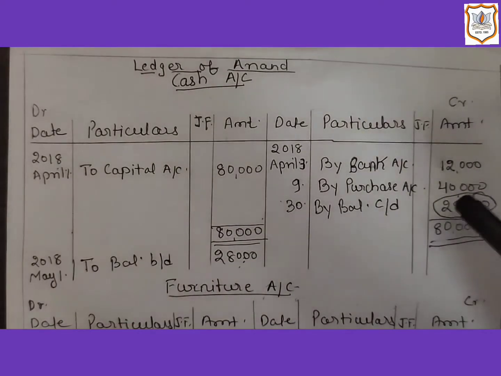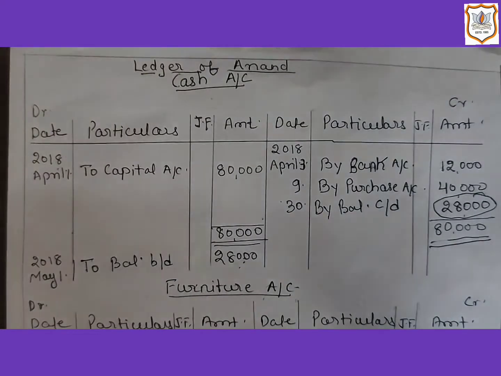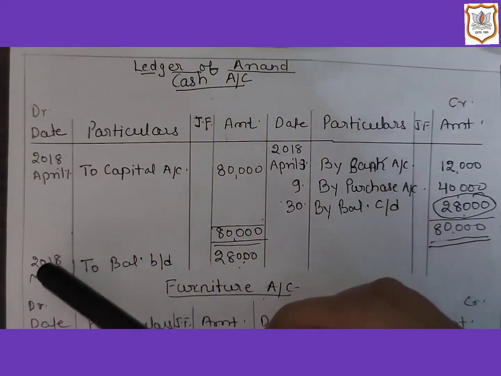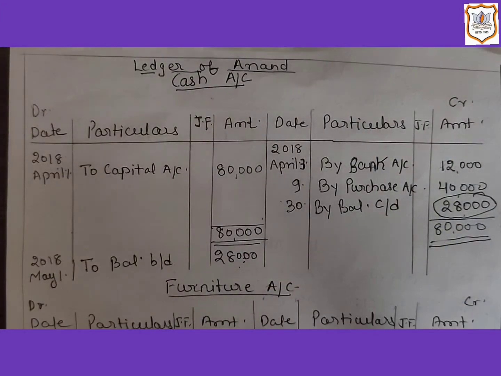Now, as here the closing balance is appearing on the credit side of the cash account, the opening balance is shown on the opposite side, that is on the debit side. Here we will write the first date, May 1st, that is the first date of the month of a new period.